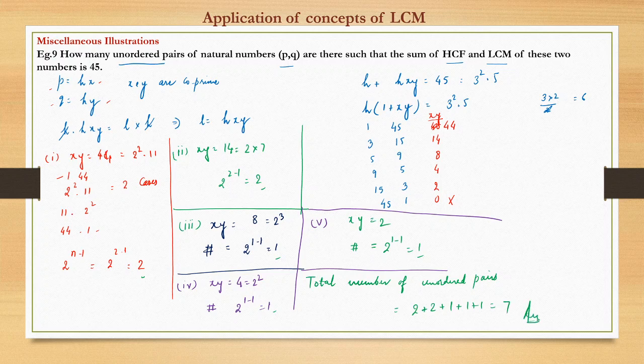So this was a bit tricky question. We had to use the concept of HCF and LCM simultaneously, and again the concept of factors also, in how many ways we can write a number as a product of two factors, and also in how many ways we can write a number as a product of two co-prime factors. So those two concepts also we used here. So this way we could proceed case by case and get the answer.